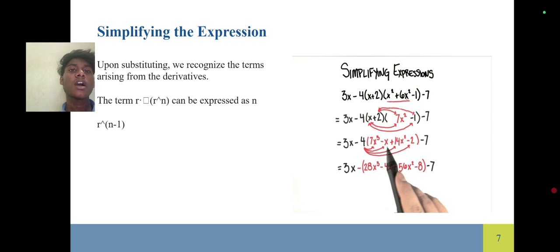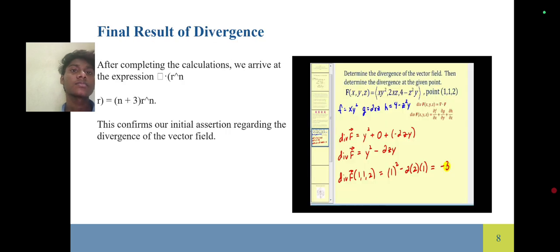Simplifying the expression, upon substituting, we recognize the terms arising from the derivatives. The term r dot del r power n can be expressed as n times r power n minus 1. Simplifying equations are given on the right side. Final result of divergence: after completing the calculation, we arrive at del dot (r power n times r) equal to (n plus 3) times r power n. This confirms our initial assertion regarding the divergence of the vector field.